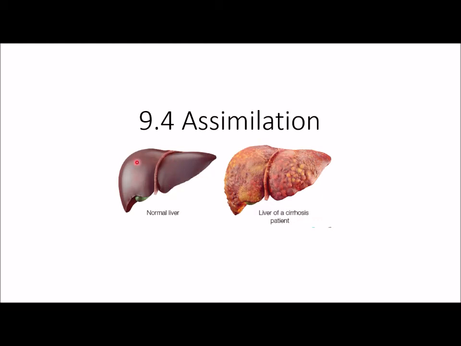Now here we have two types of liver. The first is a normal liver, and the second liver is the liver of a cirrhosis patient. Cirrhosis is a type of liver disease. You can surf the web, or you can read more about cirrhosis in your textbook.